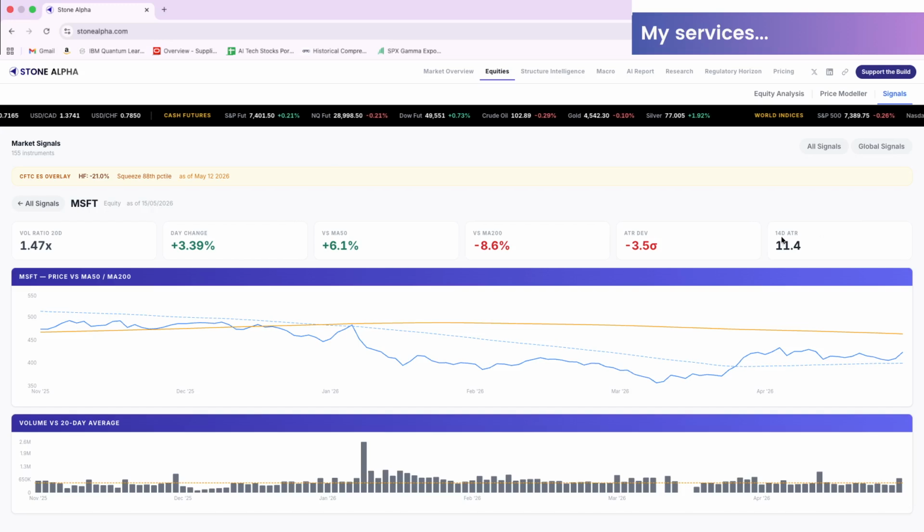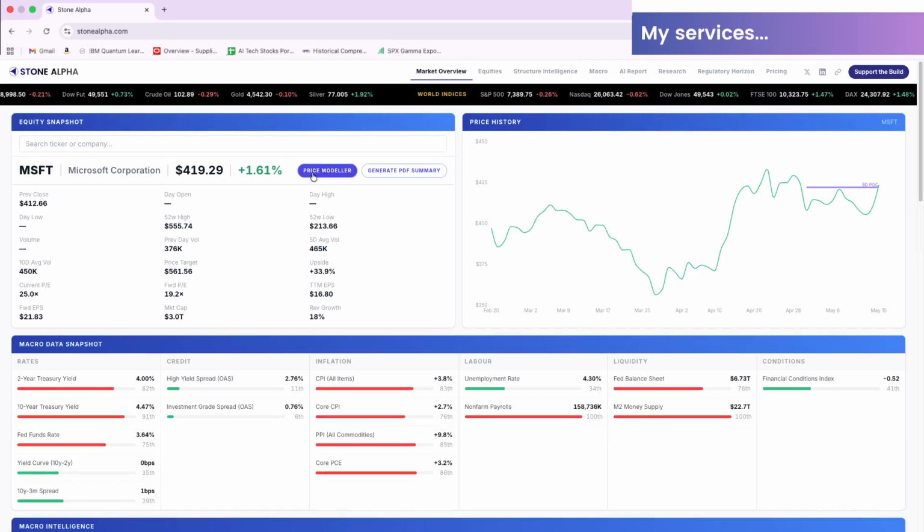You can see the Microsoft price is here, and the 200-day moving average is here. So we are below that and just bouncing around. Again, very useful information here. Go back to the market overview, and you could click straight to the price modeler.